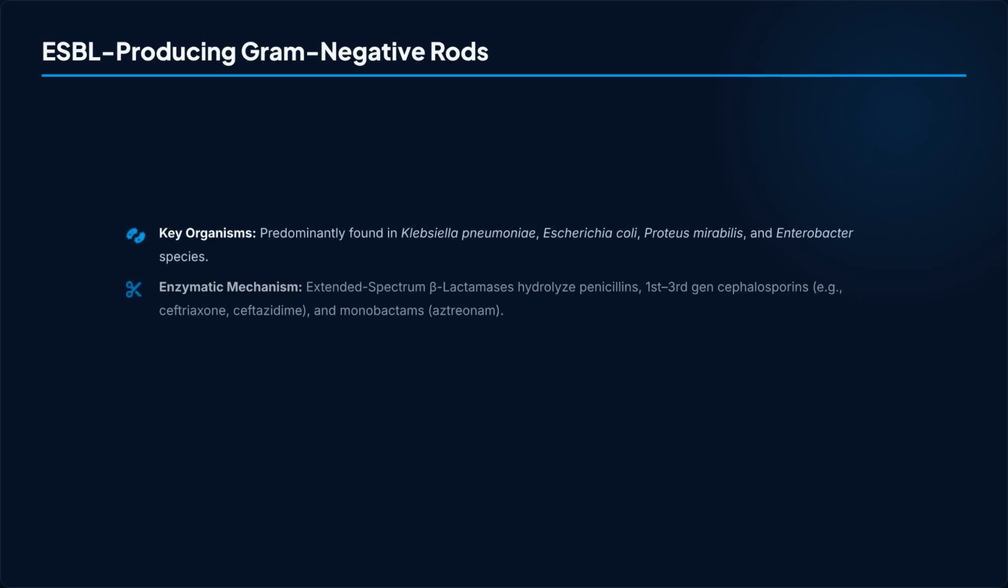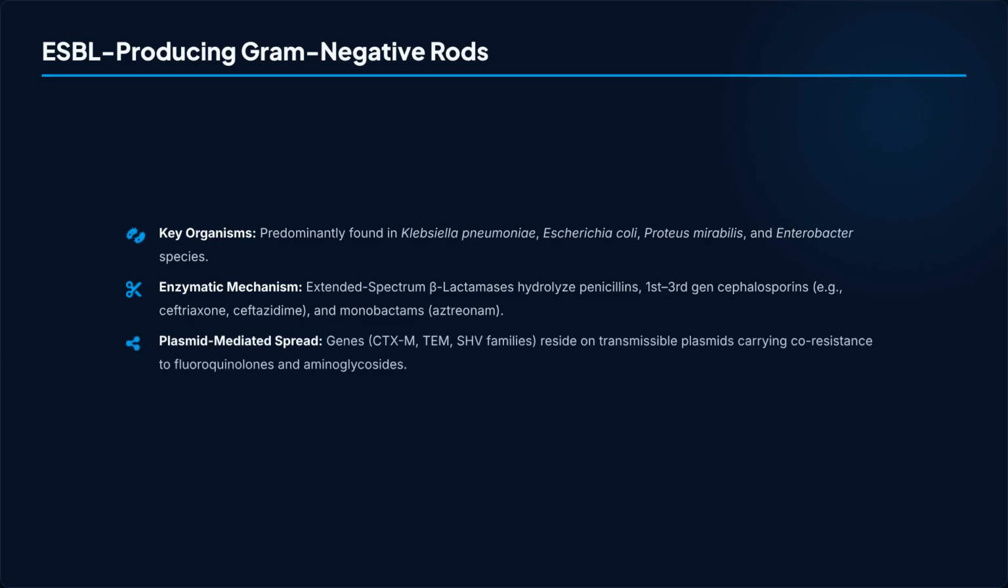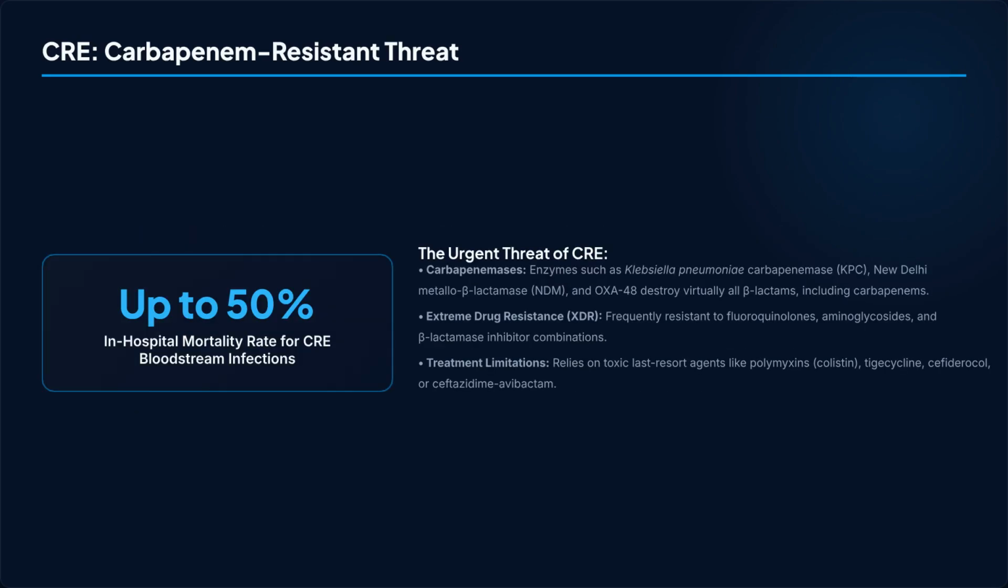These organisms possess enzymes that degrade many penicillins and cephalosporins. These resistance genes are typically located on plasmids, which facilitates their spread between different species. Carbapenems generally remain the gold standard for treating these serious infections.